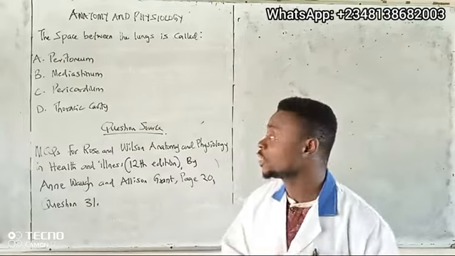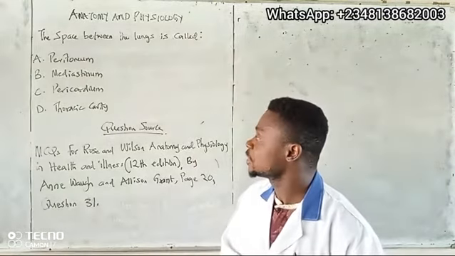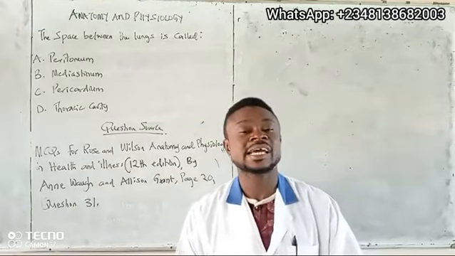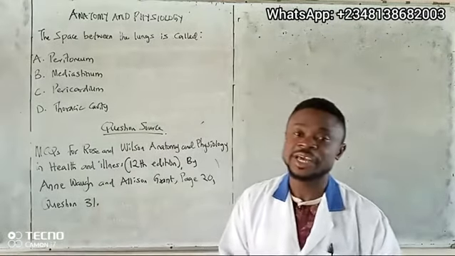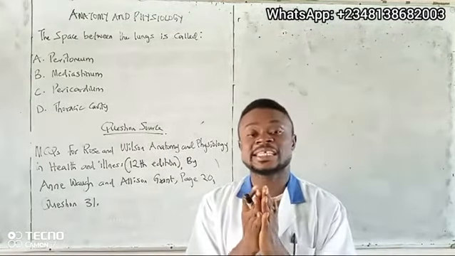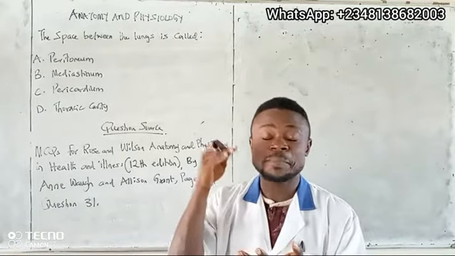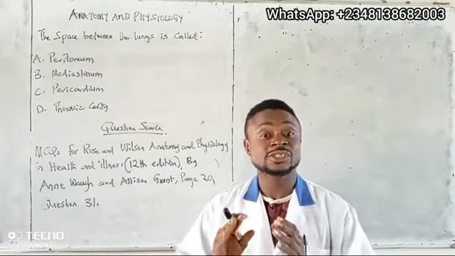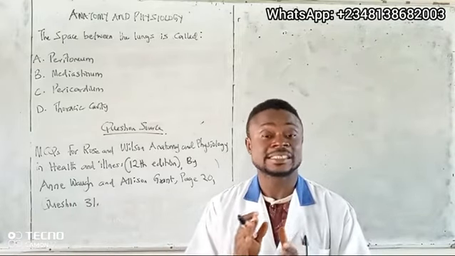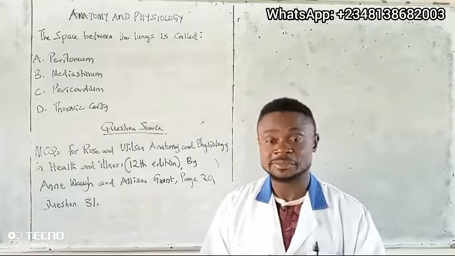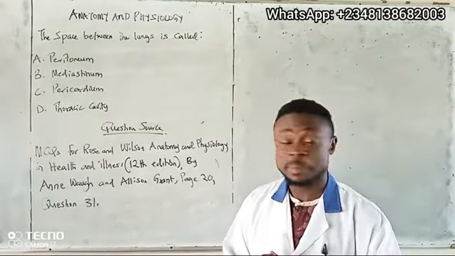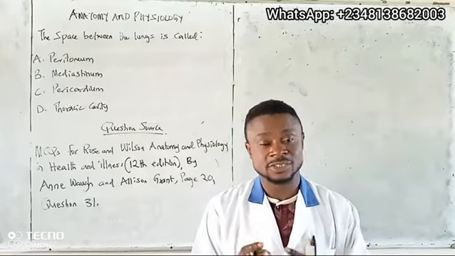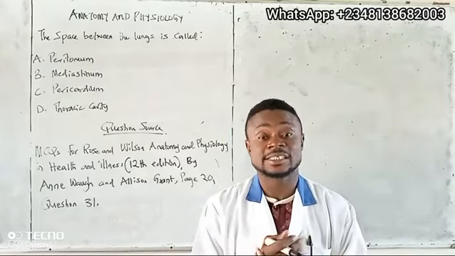An overview anyway. Option C, pericardium. What is pericardium? Pericardium is the epithelial lining of the pericardial cavity, and it also surrounds the heart. That is pericardium: the epithelial lining of the pericardial cavity. It also surrounds the heart.